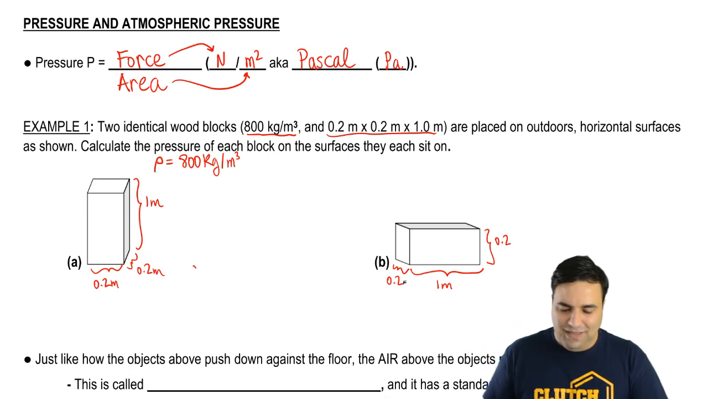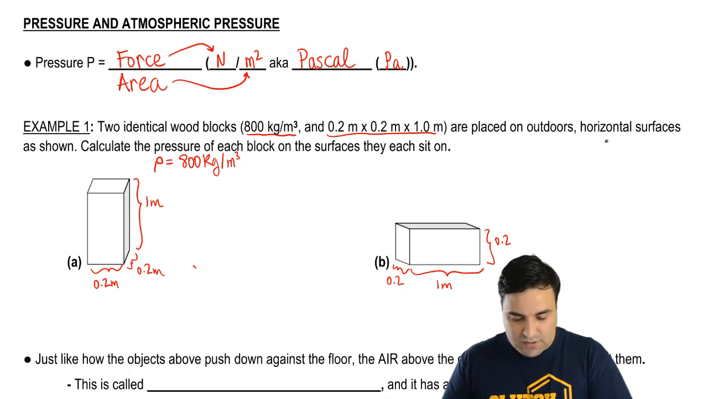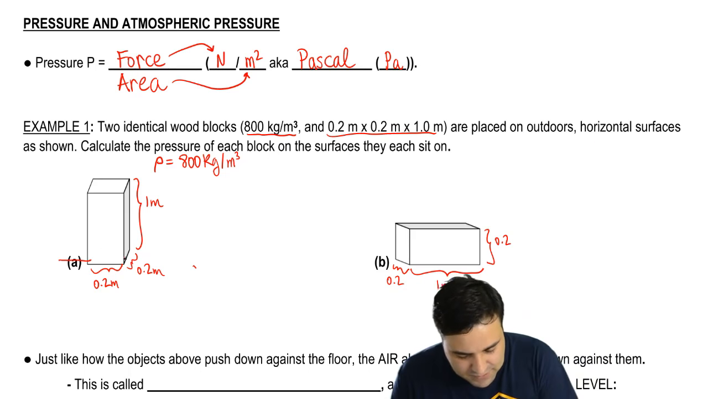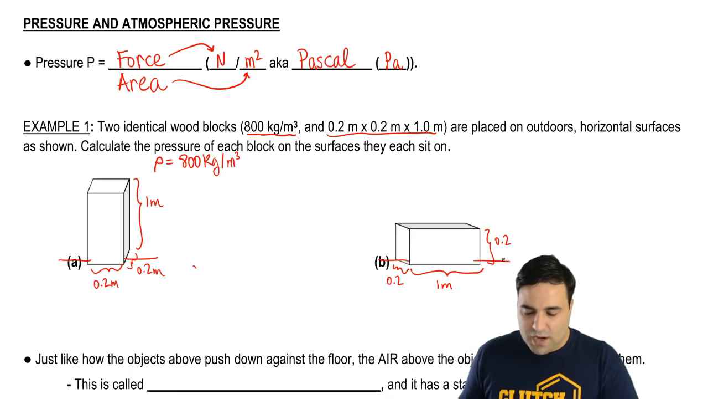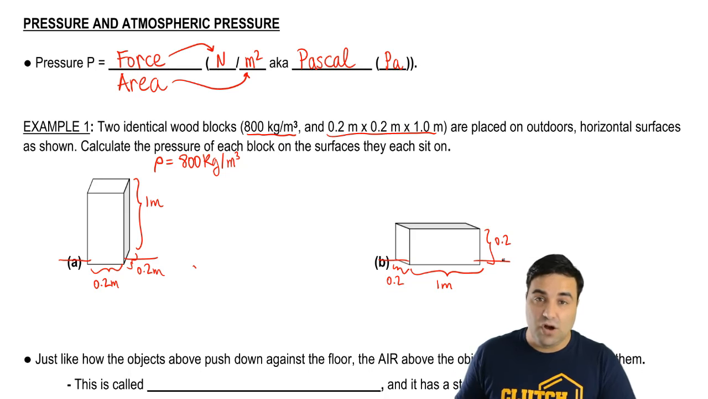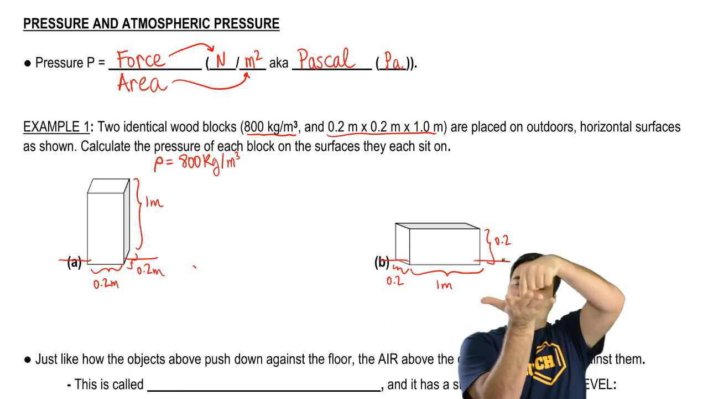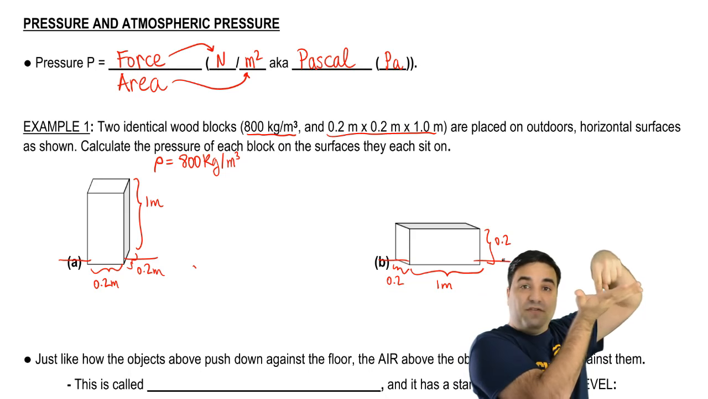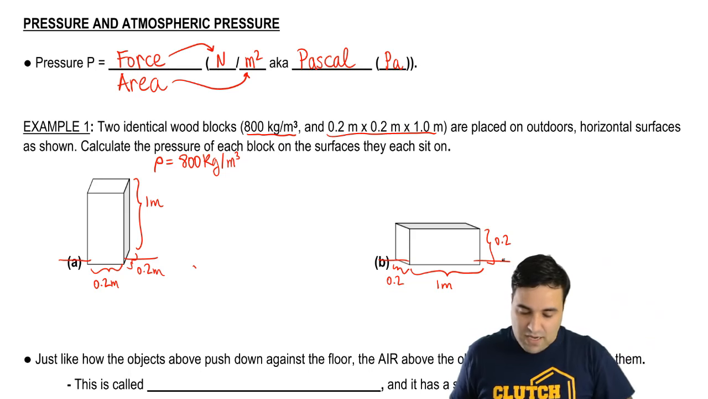Okay, so they're placed outdoors, meaning that there's a bunch of air around them, on horizontal surfaces. So the idea is that it's placed on sort of a surface here, the floor, something like that. We want to know the pressure of each block on the surfaces that they sit on. So if you have a block and it sits on a surface, it is pushing against the surface and it's applying a pressure. Why? Because there is a force over an area. And whenever you have a force over an area, you have a pressure.